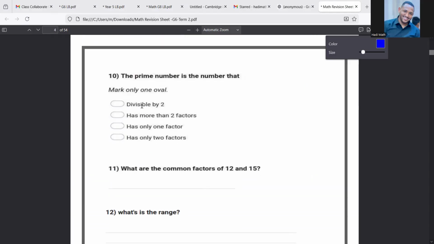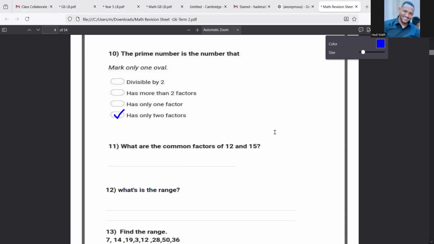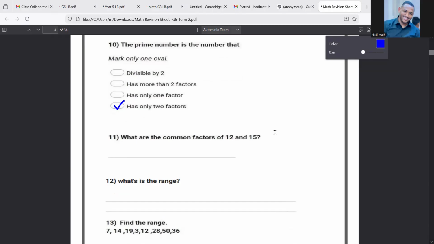Question after. The prime number is a number that has only 2 factors. Also remember additional information like 1 is not a prime number and 1 is not a composite number. What are the common factors of 12 and 15? You need to find the factors of 12 and you need to find the factors of 15, and then you see the common factors between them.